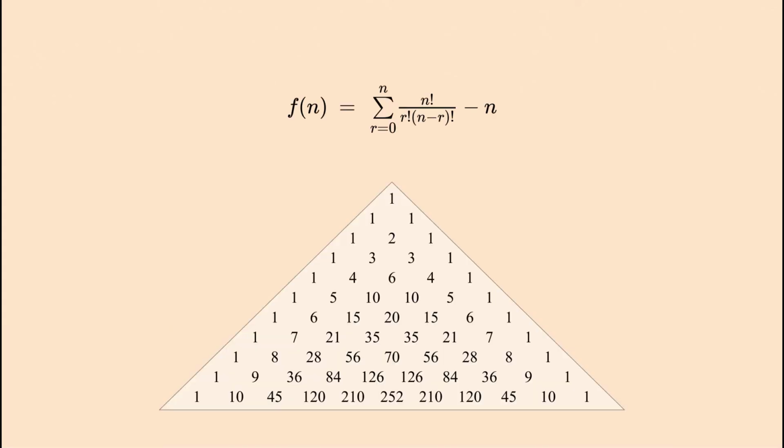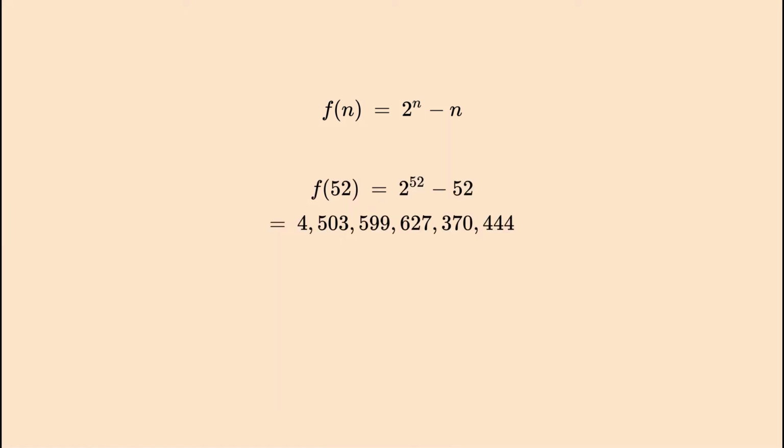And shout out to Pascal's triangle, where we're essentially summing rows and subtracting n. And the beautiful thing about this is that each row sums to 2 to the nth, giving us 2 to the nth minus n arrangements. So we have 4 quadrillion, 503 trillion, 599,627,370,444, or 4.5 times 10 to the 15th, if you want the less sensational.